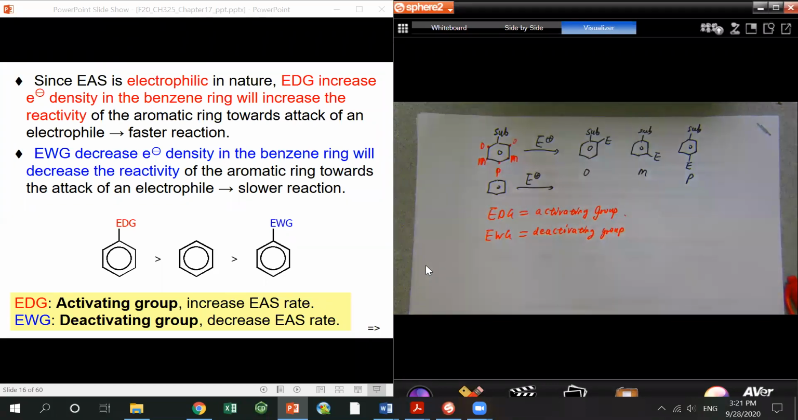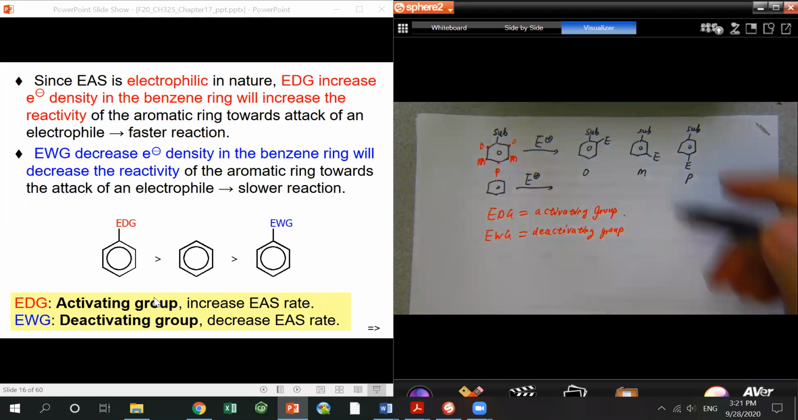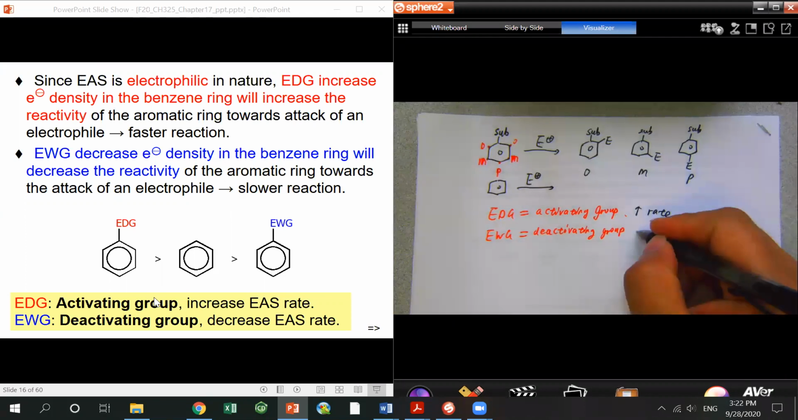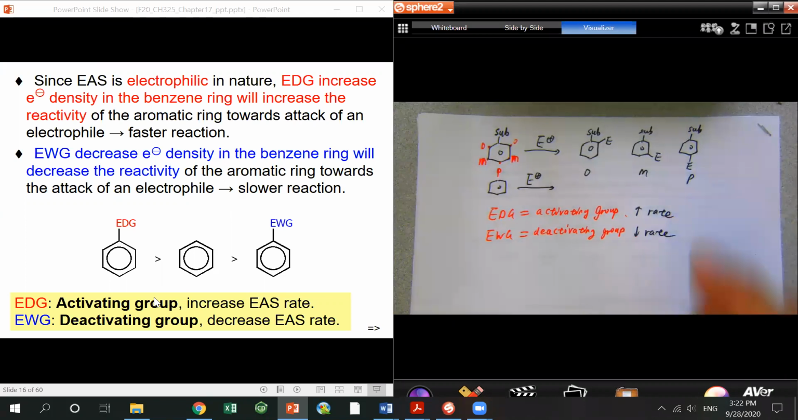So you can just go through this. For the electron donating group, it definitely increases the reaction rate. Electron withdrawing groups decrease the reaction rate. Now comes the question: which groups are electron donating groups, and which are electron withdrawing groups? That's here.